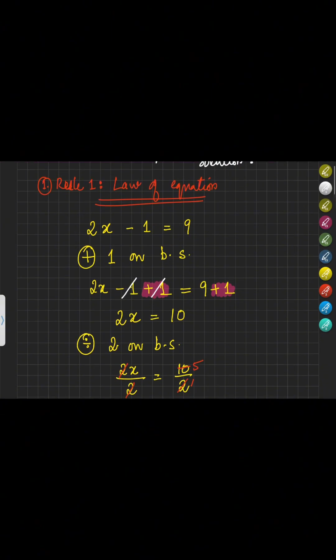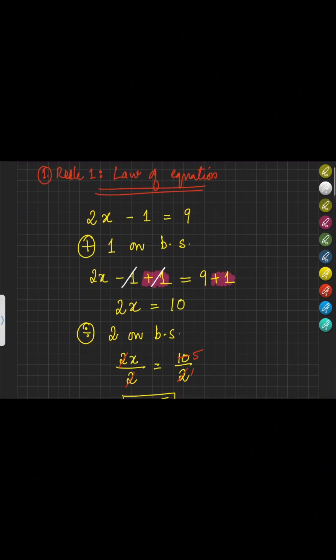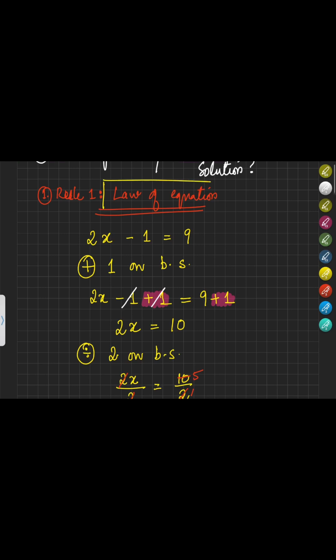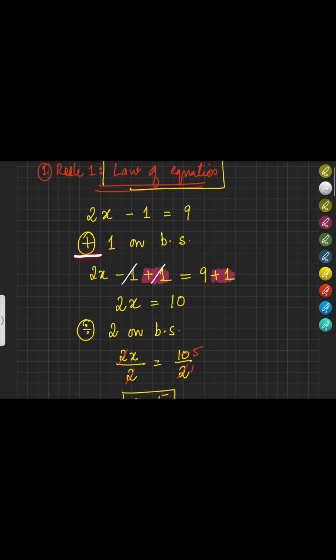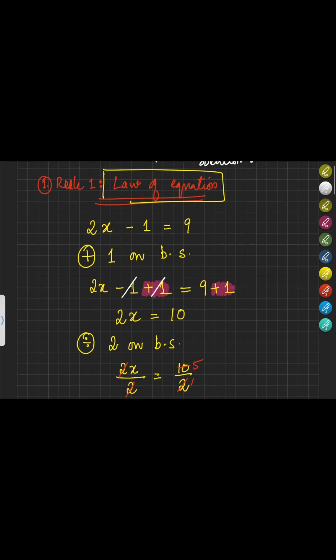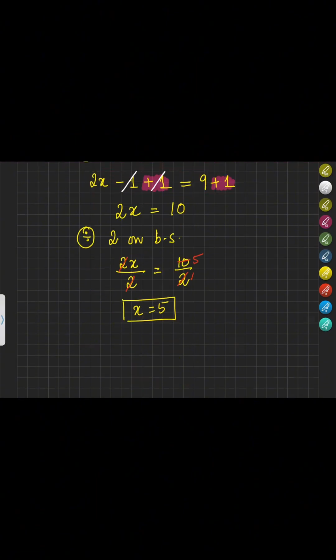This type of finding a solution or solving a linear equation is called the law of equation. What does the law of equation say? If you add or even subtract, if you divide or even multiply, you have to do the same on both sides. So when you do it on both sides, then by this technique or method, we find the solution of the equation. And this technique is called the law of equation.